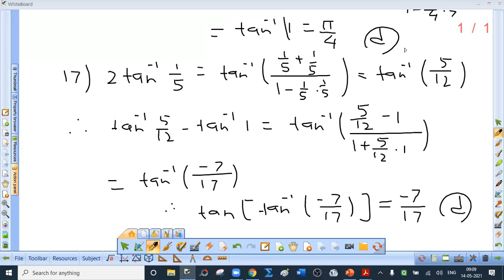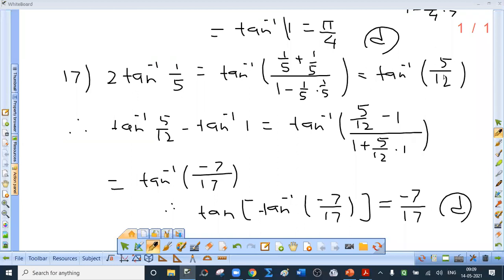17th is a good one. Tan of 2 tan inverse 1 by 5 minus pi by 4. See, what is 2 tan inverse 1 by 5? Tan inverse 1 by 5 plus tan inverse 1 by 5. So tan inverse p plus tan inverse q is tan inverse of p plus q upon 1 minus pq. You may say, how can p and q be equal? See, p and q need not be distinct. So I can have p same as q. So tan inverse of 1 by 5 plus 1 by 5 upon 1 minus 1 by 5 into 1 by 5.